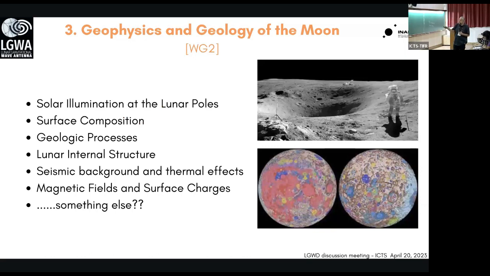The next chapter is the one focusing on geophysics and geology on the Moon. So we thought that we need to tackle all these kinds of arguments: the surface composition of the Moon, geological processes, the lunar internal structure, the seismic background, that is essentially what we need the most, and magnetic field, surface charges. I'm not an expert on that. So if you think that we should tackle in more detail one of those topics, or even add some more, let us know.